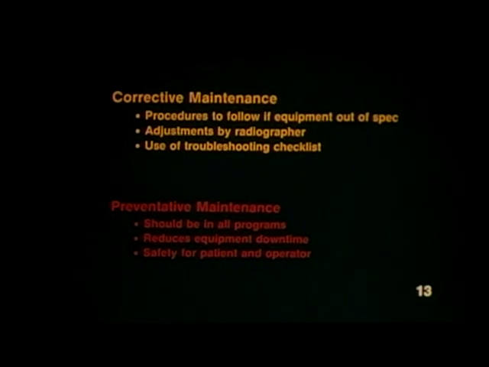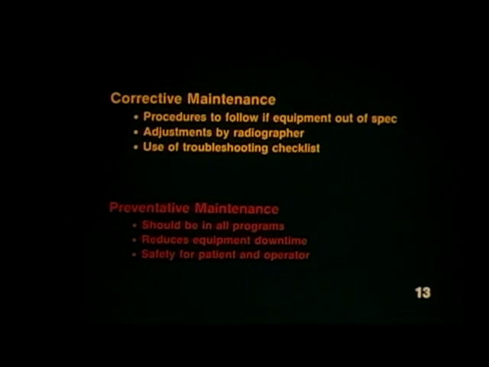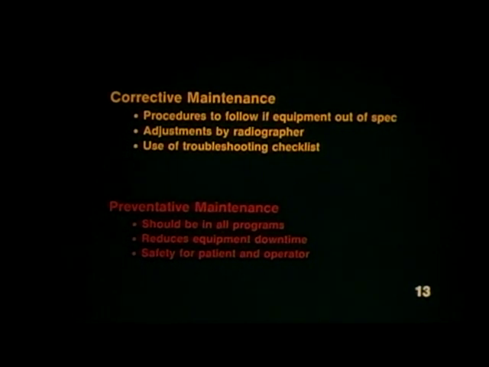Number 13. So far, in Step 6, we have discussed the procedures to follow if equipment is found to be out of specification by quality control test measures. We have also discussed minor adjustments that can be made by a radiographer and the use of a troubleshooting checklist if equipment doesn't work. All of these measures can be categorized as corrective maintenance that involves fixing something that is wrong. According to Bureau of Radiological Health recommendations, the maintenance program should also include preventive maintenance, which could prevent unexpected breakdowns of equipment and disruption of departmental routine.